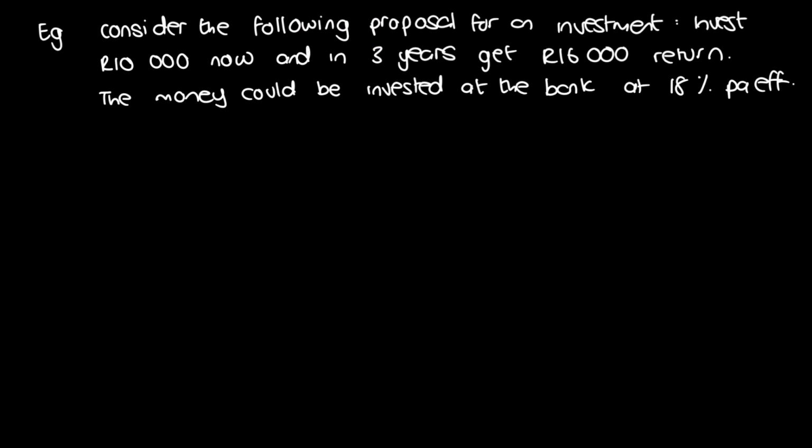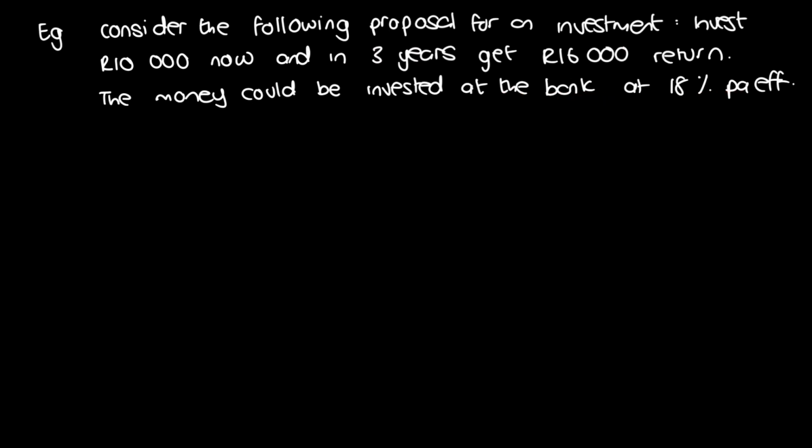Okay, so in this example, we're just going to use the financial calculator to do the working out, but we're going to go through the process again. So consider the following proposal for an investment. Invest 10,000 Rand now and in 3 years get 16,000 Rand return. The money could be invested at the bank for 18% per annum effective.